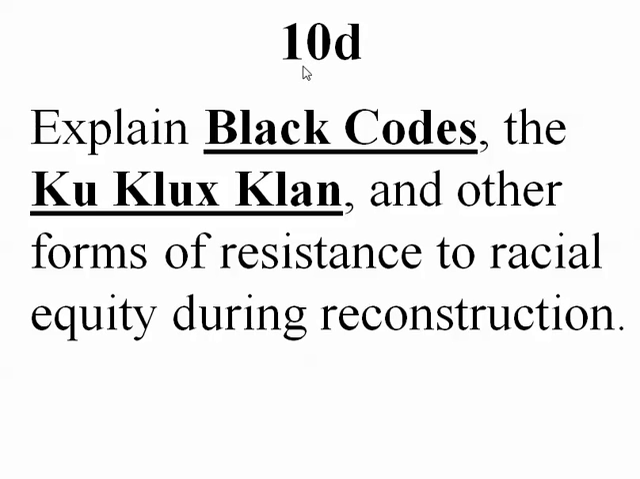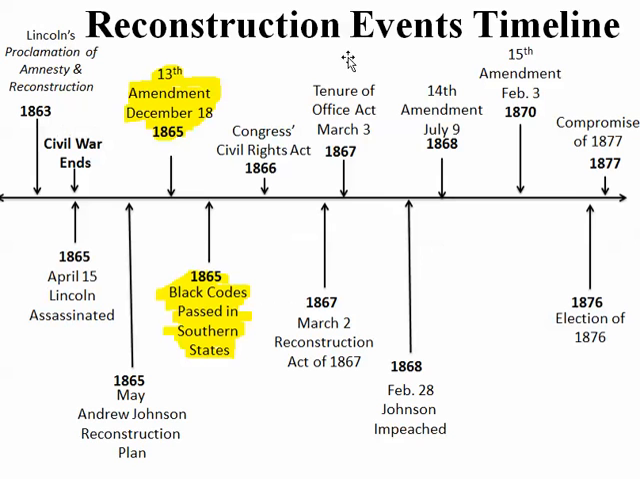Okay, let's look at Standard 10, Substandard D. Explain black codes, the Ku Klux Klan, and other forms of resistance to racial equity during Reconstruction. We talked about the black codes before. We're going to revisit them here, and on our timeline of Reconstruction events, we saw that after the 13th Amendment ended slavery, lots of Southern whites in their states passed these black codes to try to reduce the impact of the 13th Amendment giving freedom to African Americans.